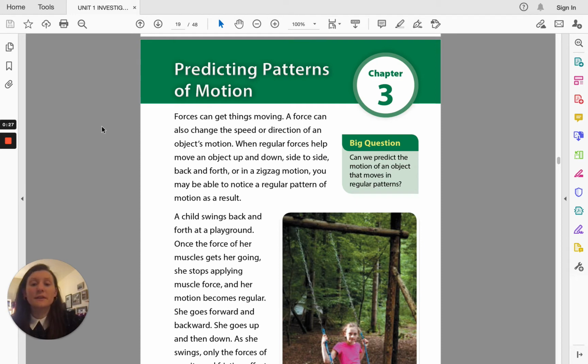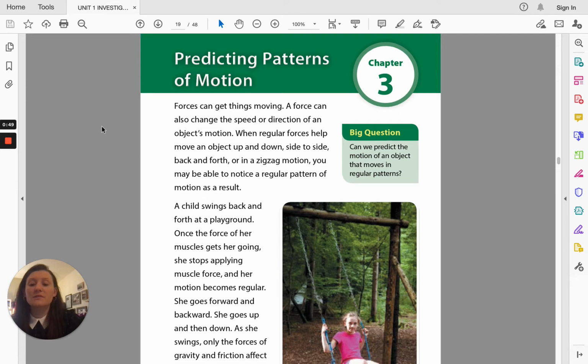Forces can get things moving. A force can also change the speed or direction of an object's motion. When regular forces help move an object up and down, side to side, back and forth, or in a zigzag motion, you may be able to notice a regular pattern of motion as a result.